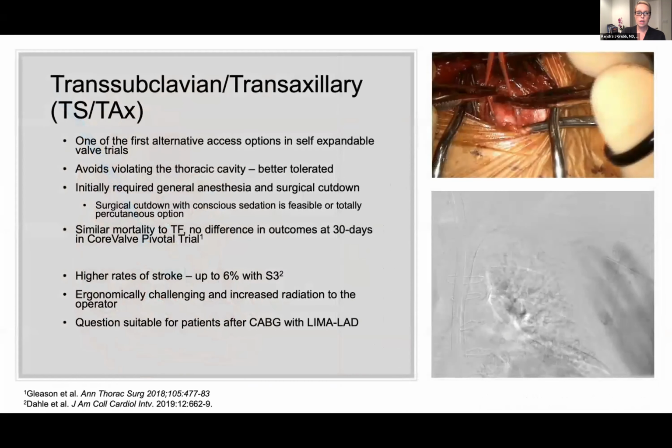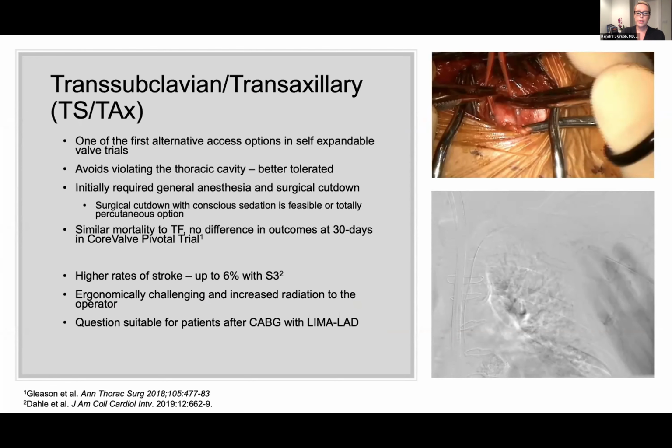Getting to the transsubclavian and transaxillary approaches, this was one of the first alternative access options in the self-expandable valve trials. This avoids violating the thoracic cavity and is much better tolerated by the patient. It initially required general anesthesia and a cut down, but now, as depicted in this lower picture, you can actually do this totally percutaneously with closure of the device with the same Perclose devices that we use for percutaneous transfemoral access. The mortality is similar to transfemoral, with no difference in outcomes at 30 days in the CoreValve pivotal trial. However, it has been associated with higher stroke rates, up to 6% with the Sapien 3 device.